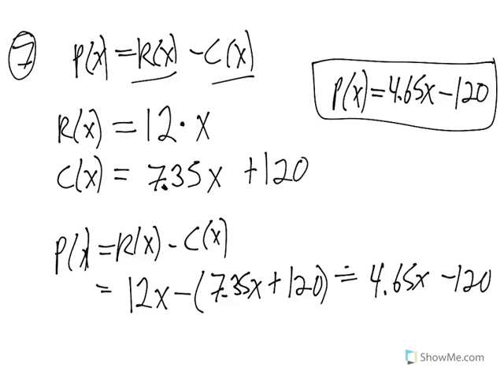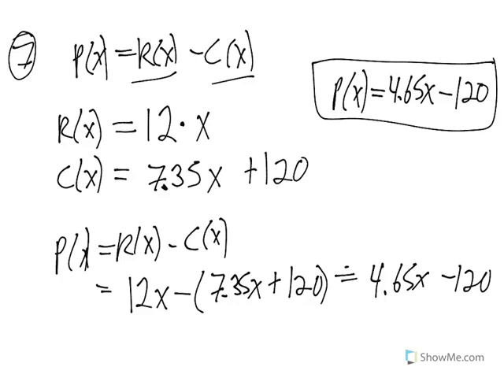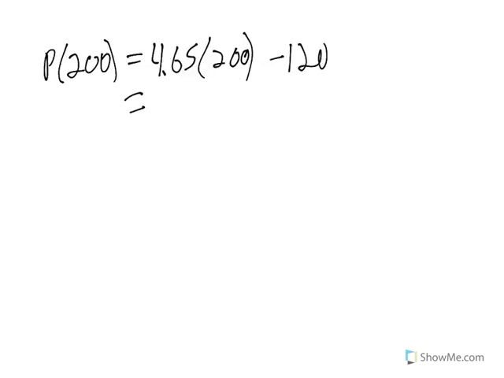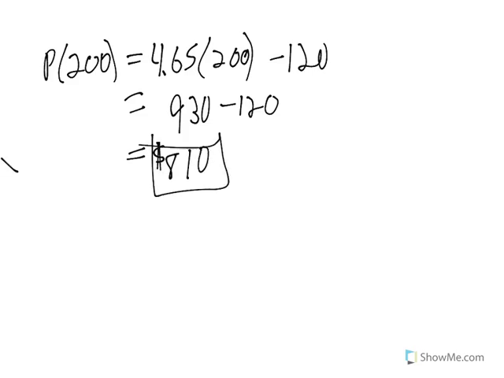Now let's use this to model when 200 manicures are given in a month. So we want to know what's the profit when 200 manicures are done. So profit at 200 would be 4.65 times 200, what was it, minus 120? That's right, minus 120. So pop that into your calculator. 4.65 times 200 is 930, minus 120, which is 810. So $810 in profit when 200 manicures are done in a month.